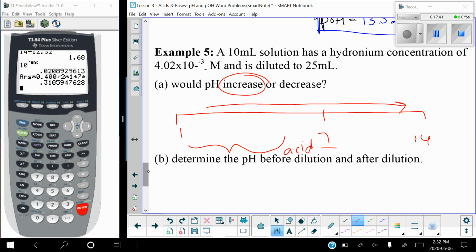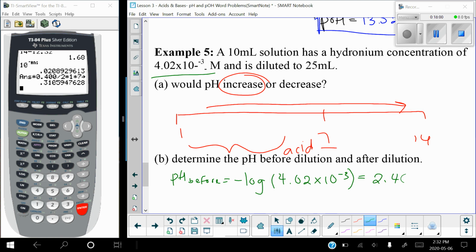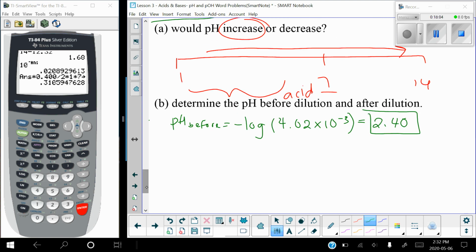So pH before the dilution is equal to negative log of 4.02 times 10 to the negative 3, which gives me a pH of 2.40. Now, pH after requires a little bit more work. So pH after.